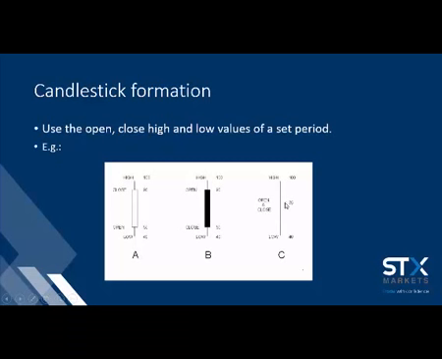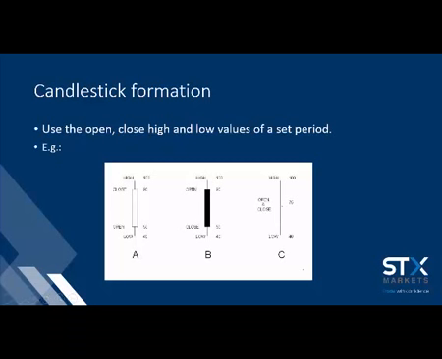Example C, we have a very small real body, and the price opened pretty much at the same price that it closed, and you have these long tails or shadows to the upside and downside. Now this candle here is what we call a doji, and it represents indecision in the market. So when you're looking at candlesticks and analysing your candlesticks, it's always important to bear in mind the size of the body of the candle and the length of the tails.